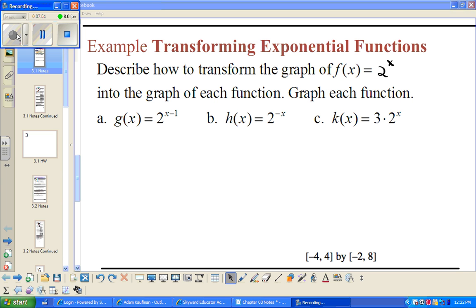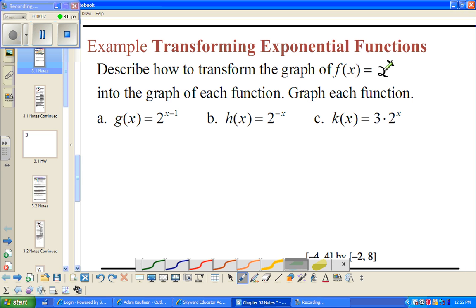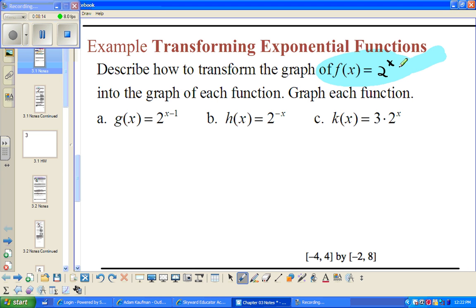Now in this next example, what I'd like you to do is consider f of x equals 2 raised to the x as the basic function that you're comparing to. So I'm going to go through 3 examples here where I want you to tell me how to transform this f of x graph into the graph that we're currently on. So the first question is, and maybe you want to just try to do this right now. Press pause on the screen here and think about what's going to happen to each of these graphs.